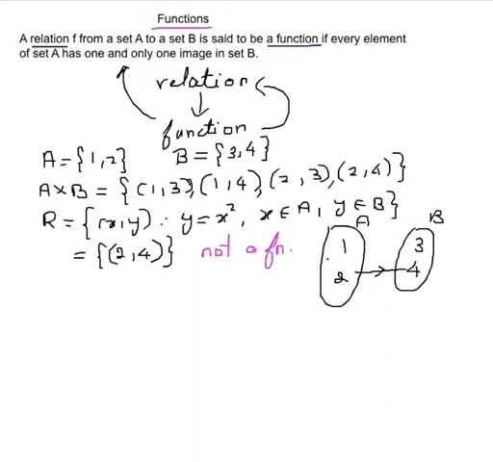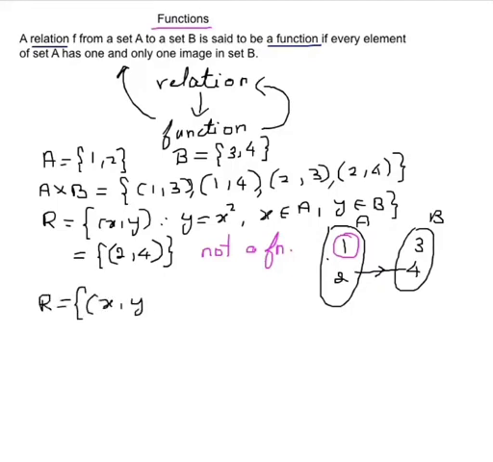The reason is the element 1 doesn't have an image. According to the definition, for every element of set A, we should have a unique image. 1 doesn't have an image, therefore it is not a function. Let us consider another example.